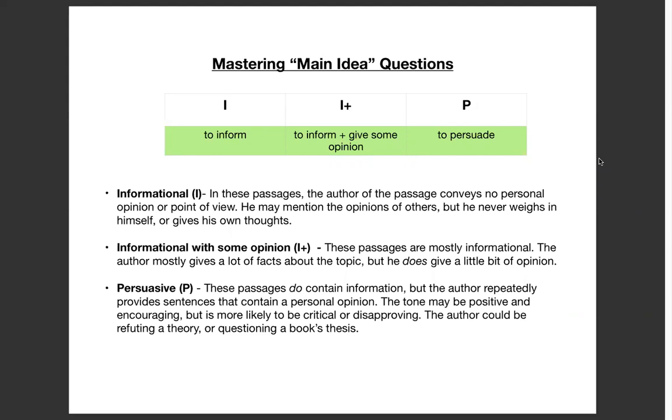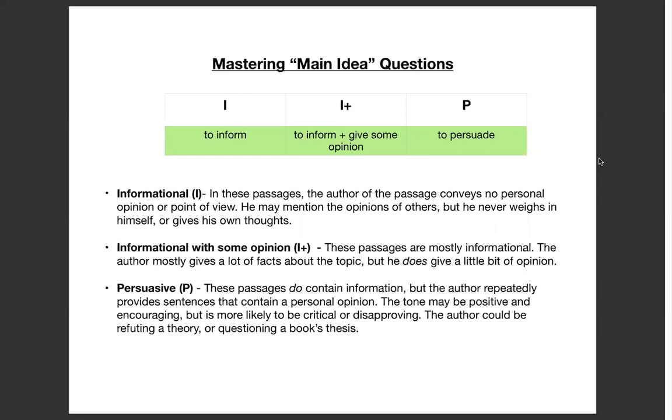Main idea questions are something that we know for sure we're going to see on the exam. There are 4 passages, and almost every passage is accompanied by a main idea question. So obviously it behooves us to become skilled at this question type. If you're exceptional at main idea questions, that's 3 or 4 questions correct on your verbal section right there. So let's dive into how we can improve on this question type.